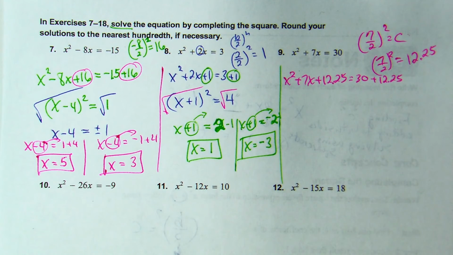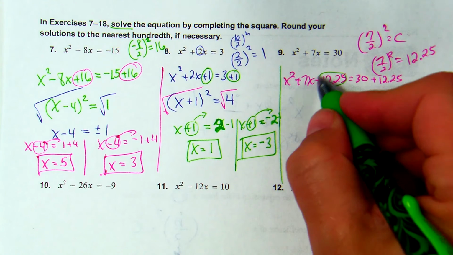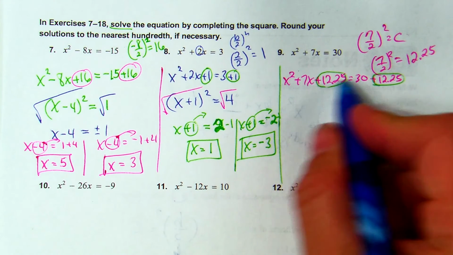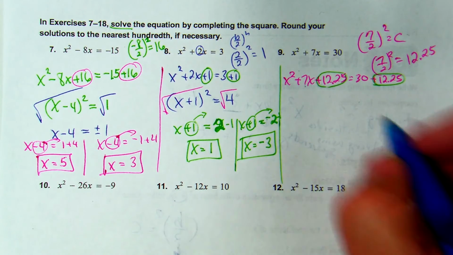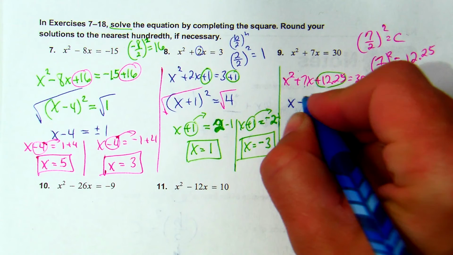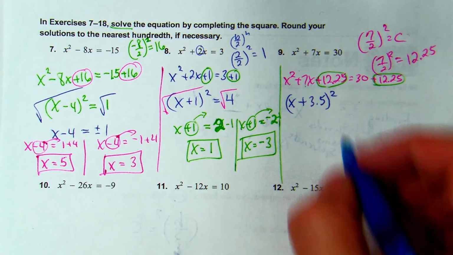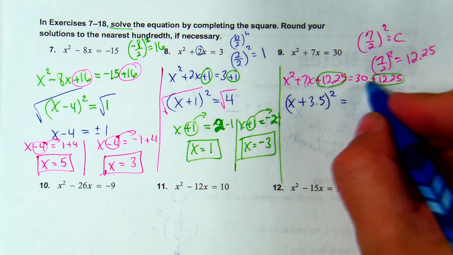Okay? Again, this c term is what we added to the left. Whatever we do there, we have to add to the right. Now, the factored form of this, we just take 7 divided by 2. So this is going to be x plus 3.5 squared. On the right side, we have to add this 12 in here.